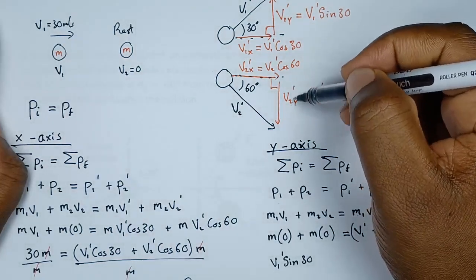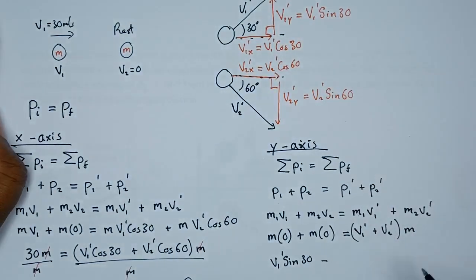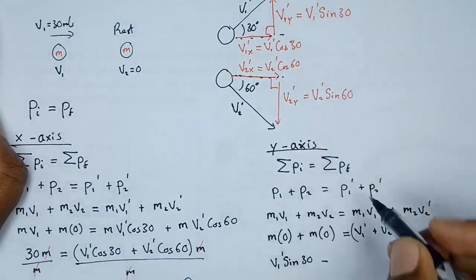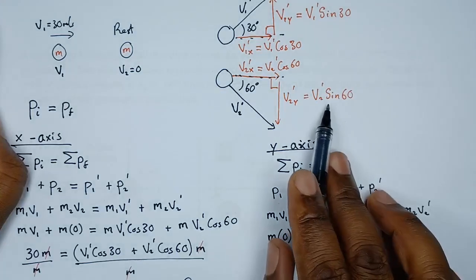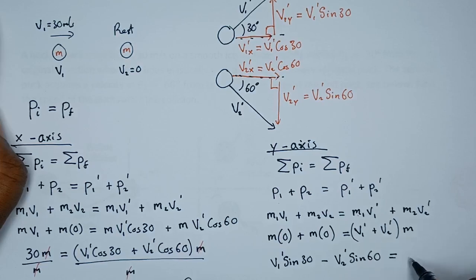The other one is this one which is pointing downwards. Now, because of direction, the downward direction picks up a negative. So since it's pointing downwards, it will have a negative value. This is this value that we have here, which is v2 prime sine 60. All this is equal to 0.